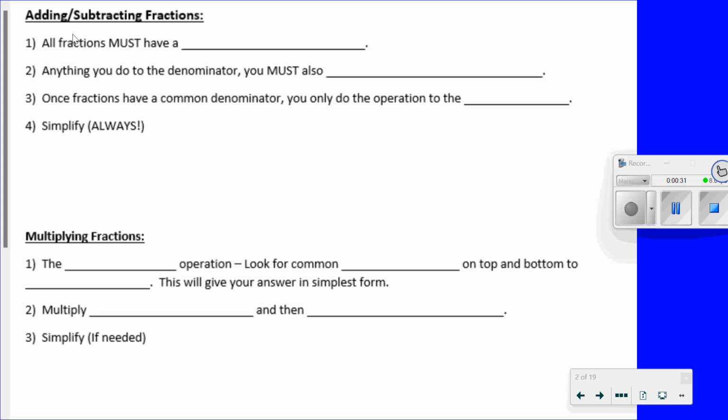So the first thing you should do is put your name on your rule sheet. Put your name on the packet. Okay, we're going to put it on top of both of those.